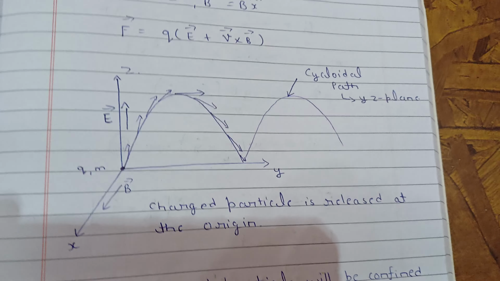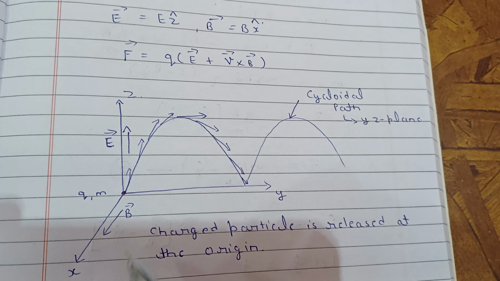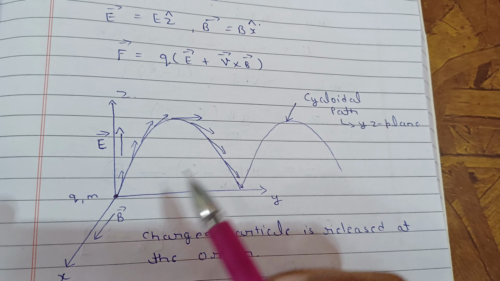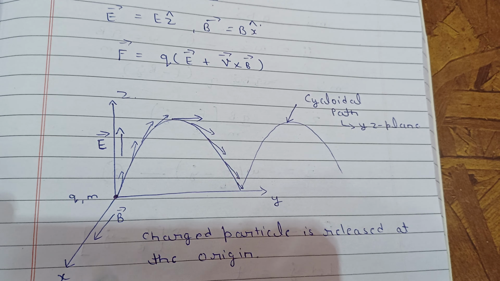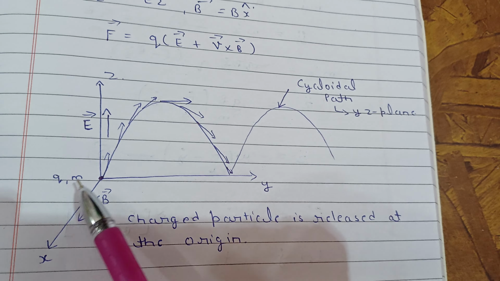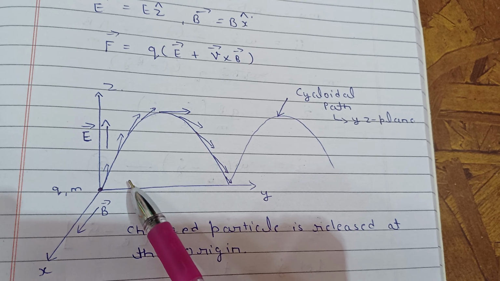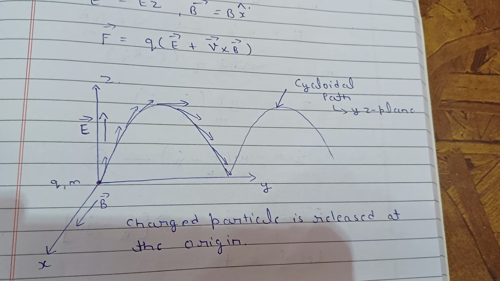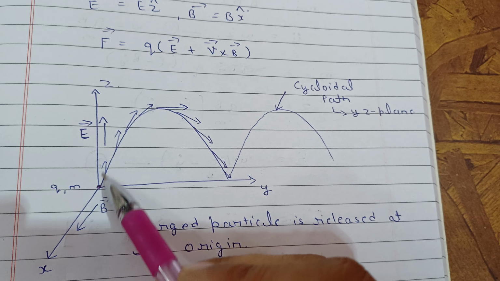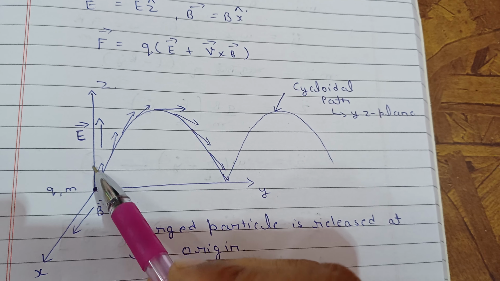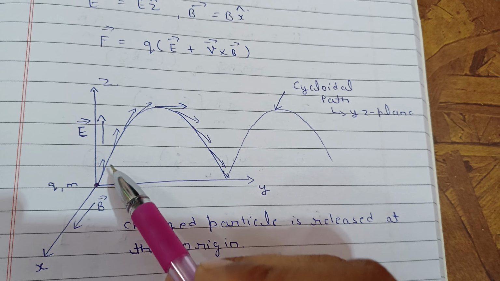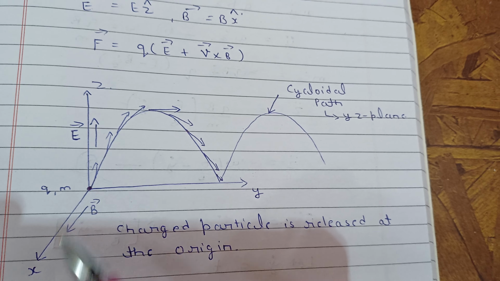Now see, this is your system, where the particle is released at the origin at rest. Then we will see what kind of motion it will have. When the charged particle is released at the origin, initially the velocity is 0, so there will be no magnetic force, and only the electric field acts, giving the motion in this way. Now when the particle starts moving, it will have some velocity, so it will also experience the magnetic force when it starts moving.